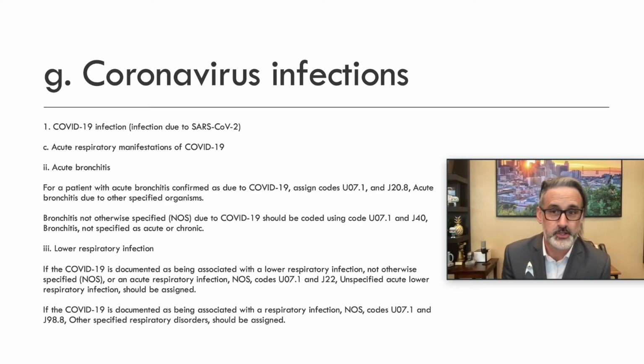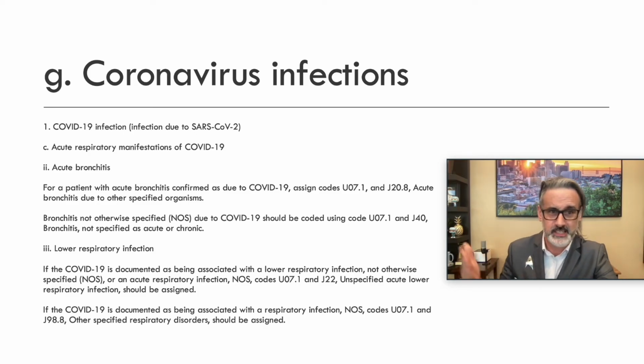Patient has a lower respiratory infection, or an LRI, that is due to COVID-19, we'd code the U07.1 COVID-19 positive diagnosis code first, followed by J22, unspecified acute lower respiratory infection. And if the patient has COVID-19 being associated with a respiratory infection, not otherwise specified, or NOS, then the U07.1 code goes first, followed by the J98.8, other respiratory disorders, as second.